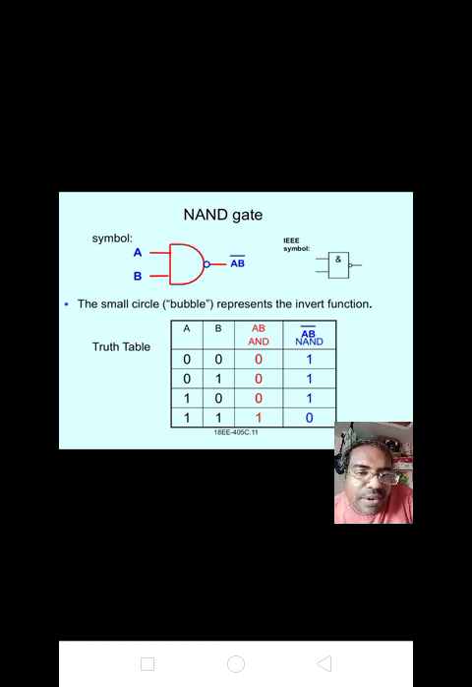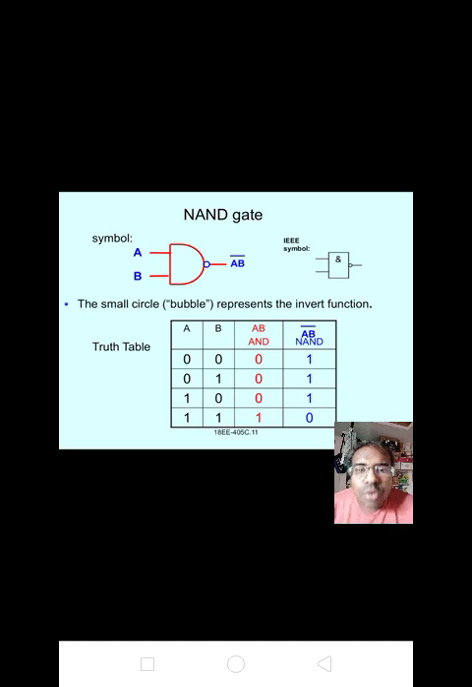Now AB bar, that is the NAND gate output, Y equal to AB bar. 0 complement is 1, 0 complement is 1, 0 complement is 1, 1 complement is 0. The output for the NAND gate is 1, 1, 1, 0. That is, the output is high when one of the inputs is low. The output is low when both the inputs are high.